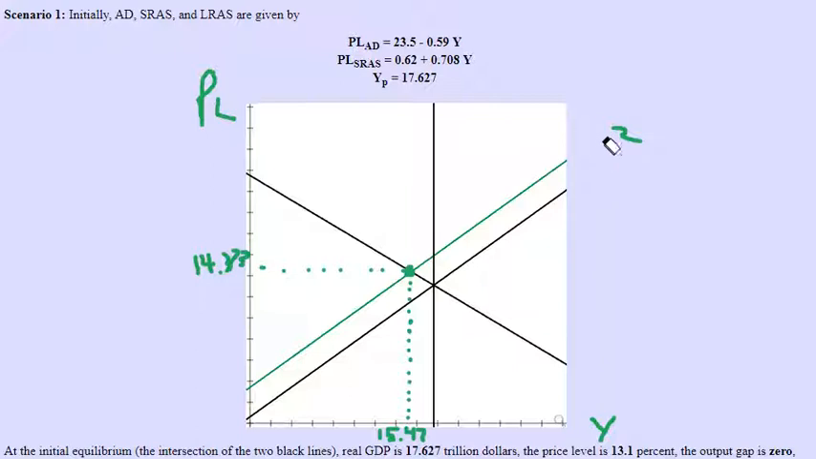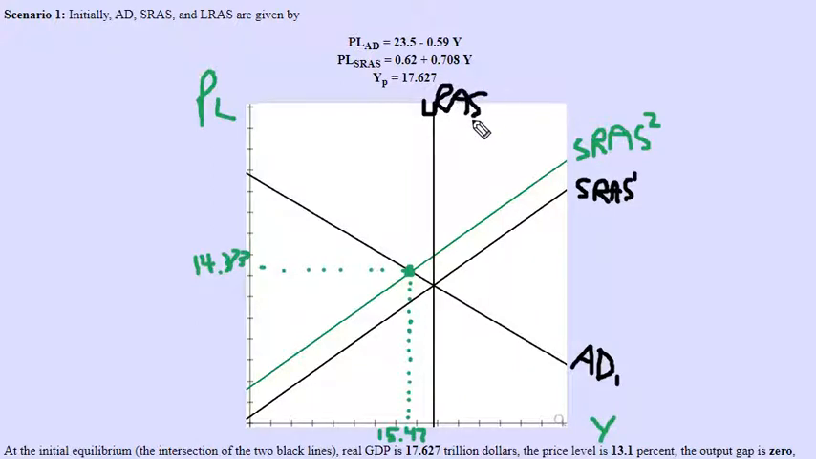Okay, so then, of course, I've got to fix this. I'm kind of rushing through it. This is short run aggregate supply from scenario two. And this is short run aggregate supply from scenario one. And this is aggregate demand from scenario one. We held it constant, so you could actually call it aggregate demand two as well. And this is long run aggregate supply, right? From scenario one and two.